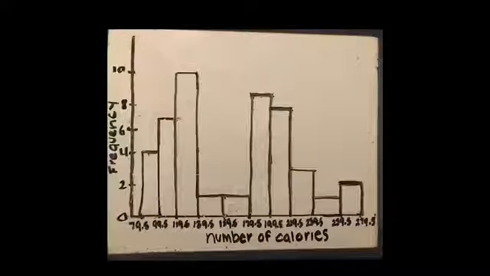Based on the data set of the number of calories per serving for selected ready-to-eat cereals, I'm going to show you how to construct a histogram. First, start by drawing and labeling the x and y axis. On our histogram, the x-axis is the number of calories, and our y-axis is the frequency.